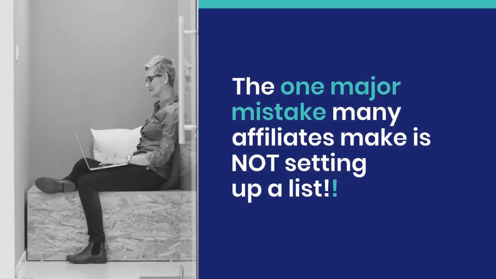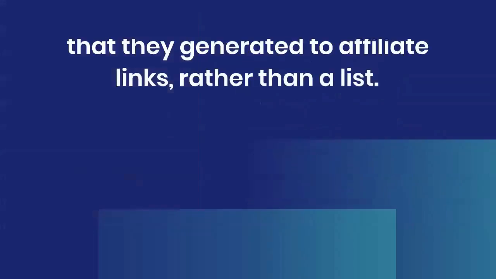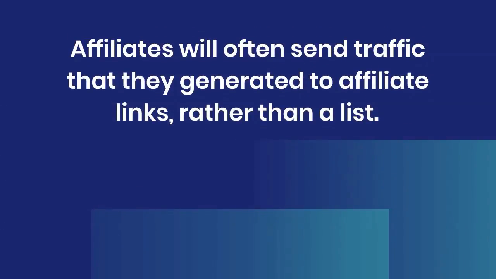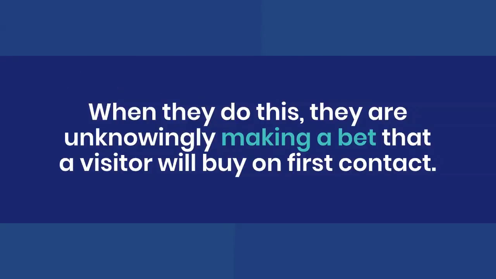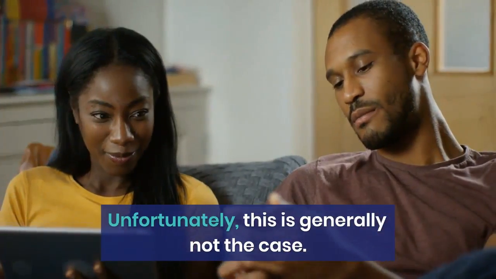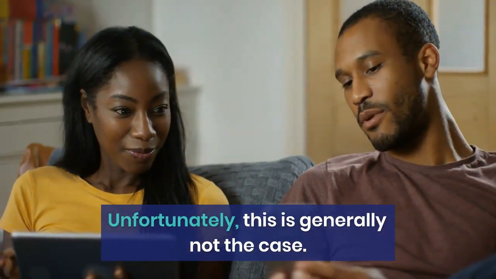The one major mistake many affiliates make is not setting up a list. Affiliates will often send traffic that they generated to affiliate links rather than a list. When they do this, they are unknowingly making a bet that a visitor will buy on first contact. Unfortunately, this is generally not the case.